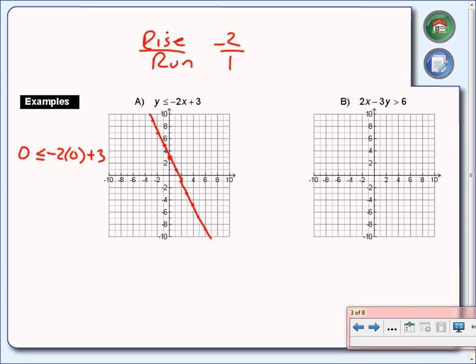So there it is. I've replaced x and y with 0, and I'm going to see what I get here. Well, I know negative 2 times 0 is 0. I also know that 0 plus 3 would be 3. So if I look at that statement, is it true or false? Is 0 less than or equal to 3? Is that true or false? Is 0 less than 3?